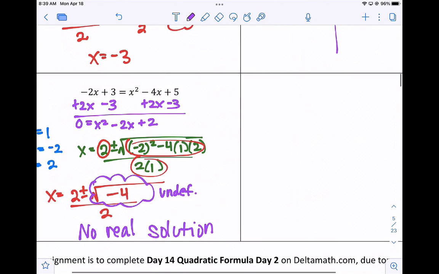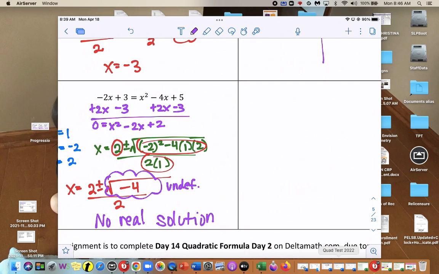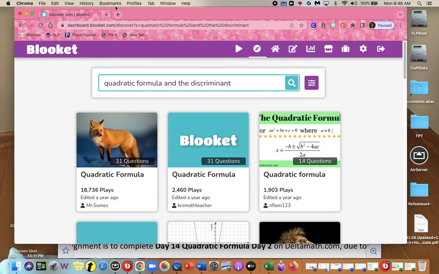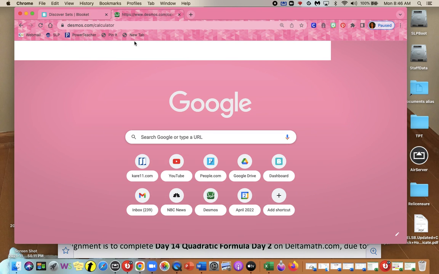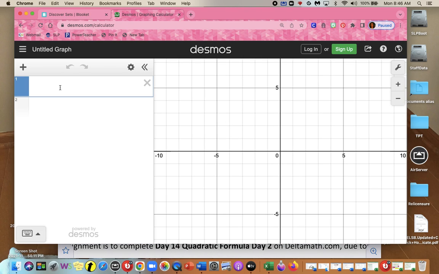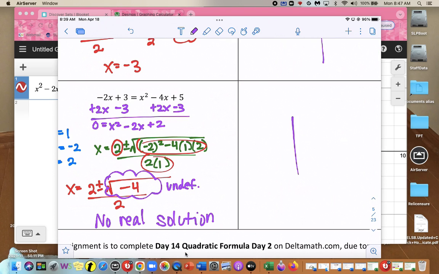And what our graph would look like, and actually we'll just type this in. You want to see what this graph looks like. I'll pull up Desmos. And let's type it in and see what that graph looks like if we can't solve it. So it was x squared minus 2x plus 2. And you can see that it doesn't cross the x-axis. There's no real solution. You'll have imaginary solutions, but we will not go over that today. So no real solution would be our answer. And we sketch the graph, and it looks something like this.